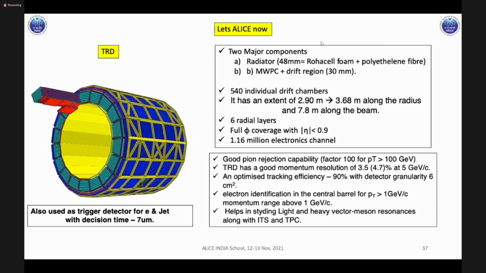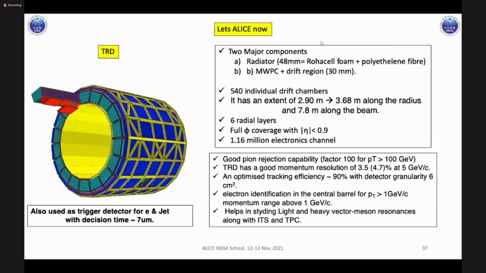This is called TRD, transition radiation detector. What is the main purpose? By the way, TRD means transition radiation detection is involved. It means there needs to be a radiator. What is the radiator? For this transition radiation detector, there are two major components. One is the radiator, and as I was saying just at the beginning of today's talk, there is a special foam, Rohacell. This is 48 mm thick, and polyethylene fiber. These two are compact.